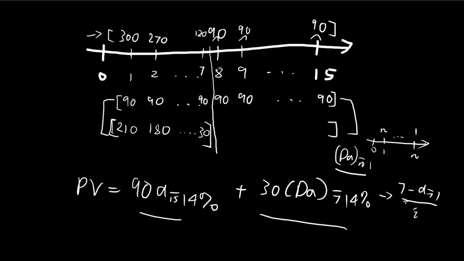So in this case, i is 4%. So after you substitute all your numbers in, you're going to get your answer. It's going to be equal to 1,749. So the main point of this question is how to break all these payments up into 2 separate annuities and then to use annuity symbols to add them back together.